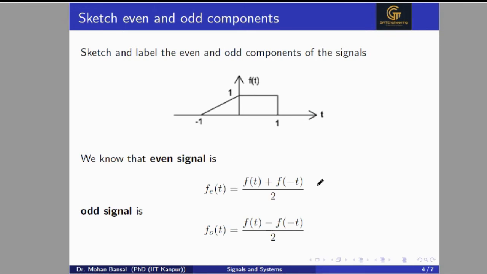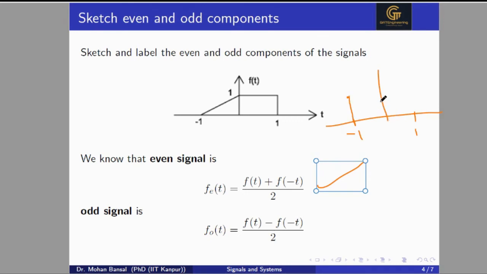As we know, the even signal is defined by [f(t) + f(-t)]/2, and the odd signal is defined by [f(t) - f(-t)]/2. So for that we need to find f(-t). f(-t) means time reversal. How do we get it? Here we have -1, here we have 1. Time reversal means at t equal to -1, we will get the value of t equal to 1. We will get 1 here.